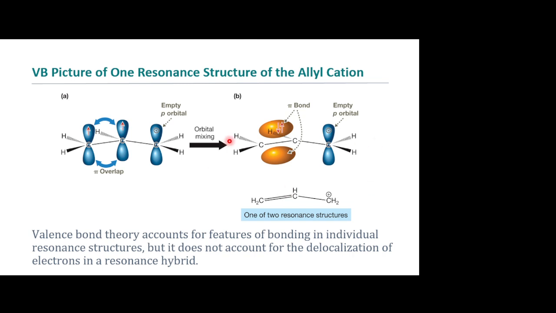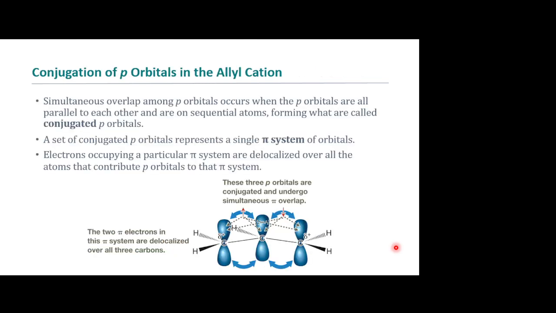Okay, and so what you see here is actually the representation of one of the resonance structures right there. Now, the valence bond theory accounts for features of bonding in individual resonance structures, but we don't account for things like delocalization of the electrons in resonance hybrids in those original models you were taught back in general chemistry. Okay, and so we need to expand on from those.